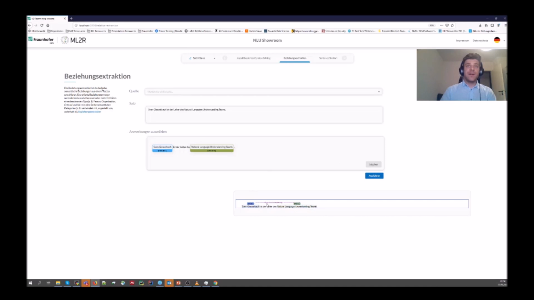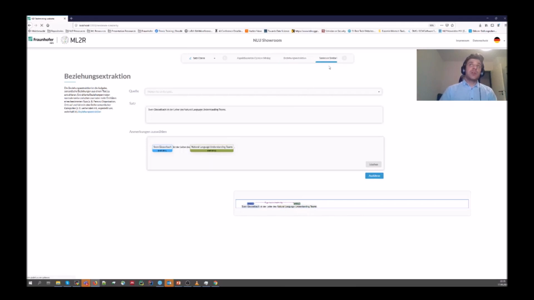And it correctly found that this is the relation organization leadership. So it correctly recognized that I am the leader of the organization called Natural Language Understanding Team. Again, here we have a BERT-based model. So this is a separate BERT-based model. And again, you can enter your own text here or choose from examples. And we will give a bit more of a detailed description of what kind of relations we've trained our model on and what kind of entities we are able to process.